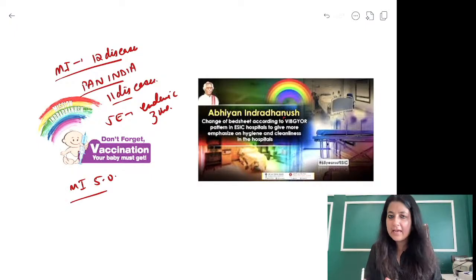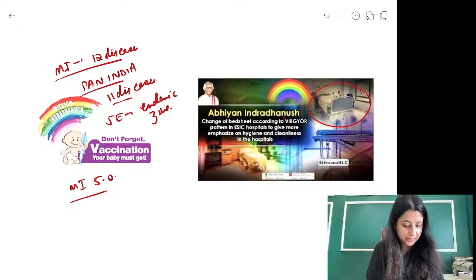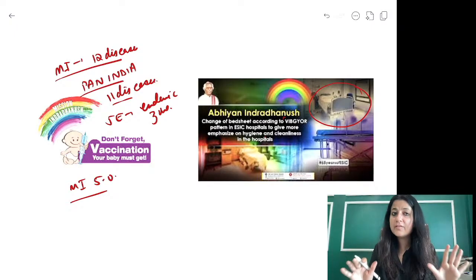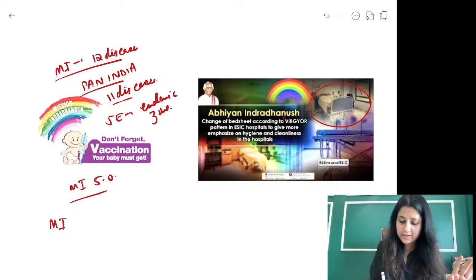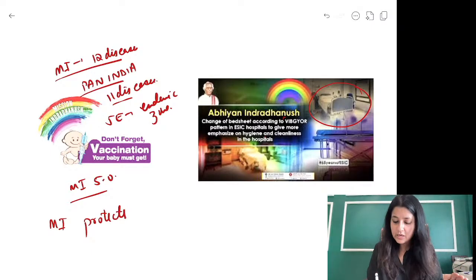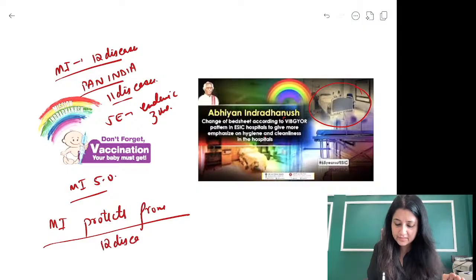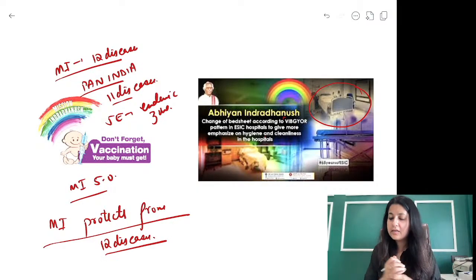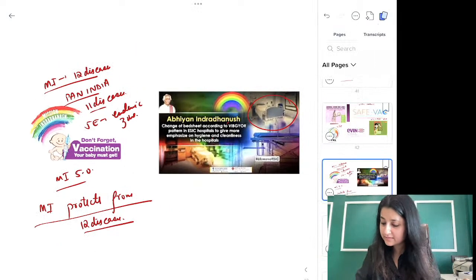Abhiyan Indradhanush I have shown you here so that you don't get confused. The bed sheets in ESI hospital are changed according to the color of the rainbow, so it's a rainbow with the hospital bed. If the question only says MI protects from, not Mission Impossible, okay? Mission Indradhanush protects from how many diseases? You will say 12 diseases. Clear? Mission Indradhanush protects from 12 diseases.